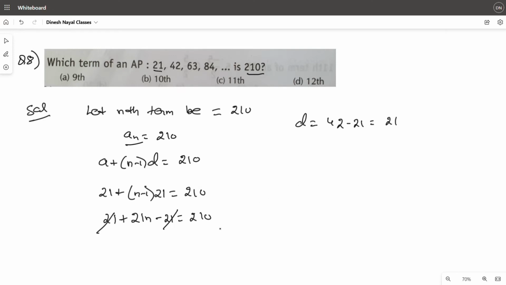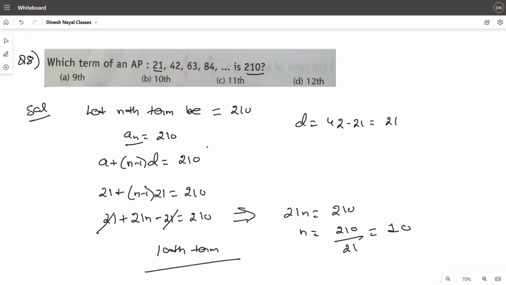So what will be n? Solving it here, 21n equals 210, so n is 210 by 21, which equals 10. So the 10th term of the AP is 210. So the answer is B. B is the correct answer.